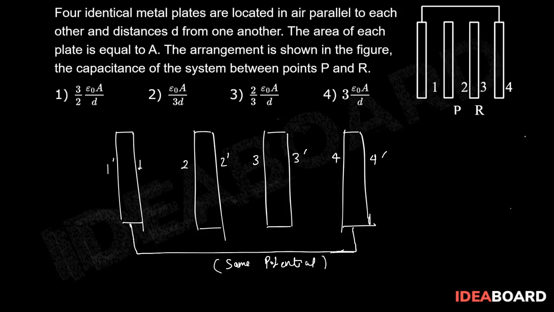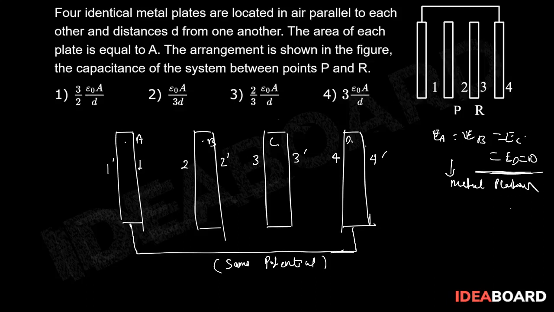And one more thing we know that at any point A, B, C, D, any point I take, EA, EB, EC and ED will be equal to 0. Why? Because these are metal plates, so charge will not exist inside, right? So that means electric field will be 0.